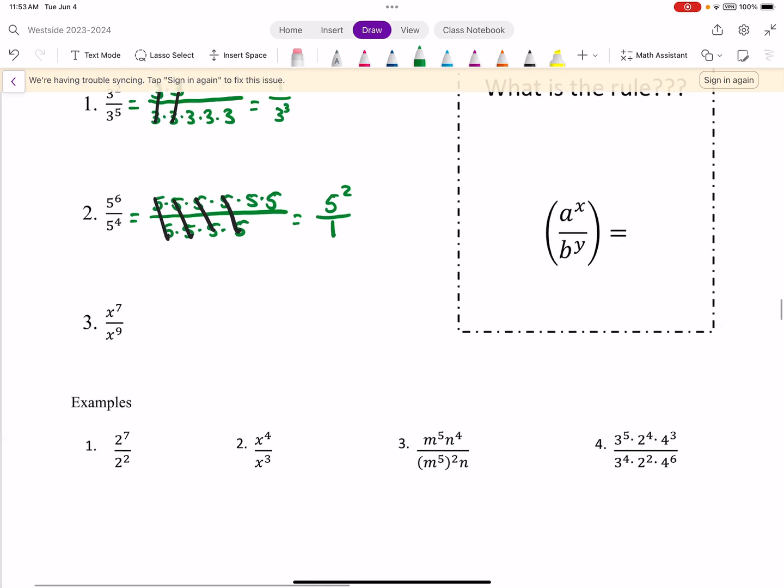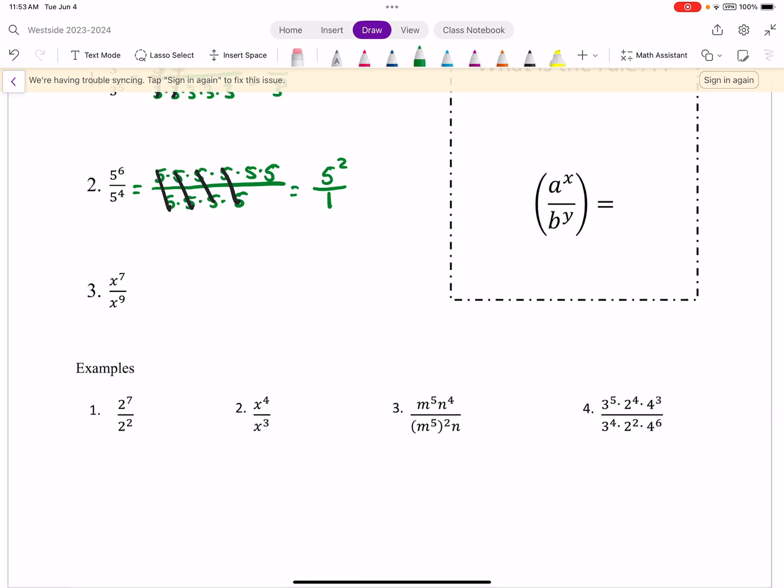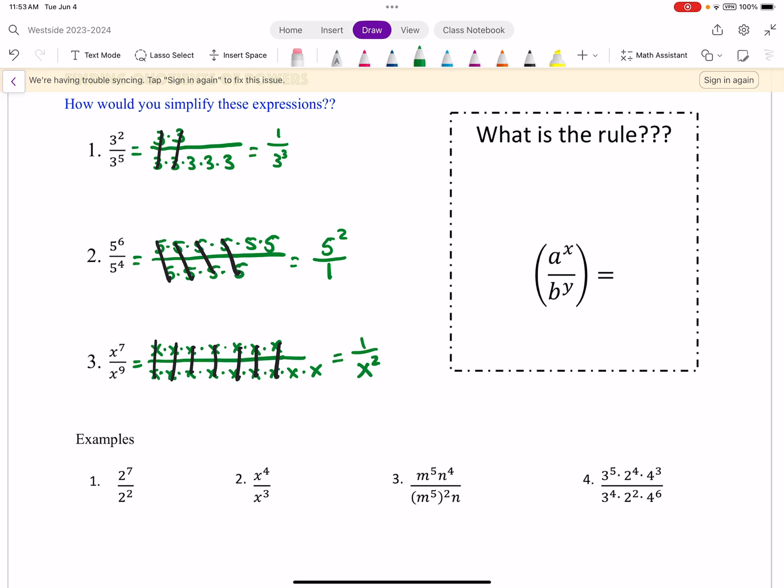The first two had numbers as the bases, so now we're going to make sure it works as well with letters. So x to the 7th, 1, 2, 3, 4, 5, 6, 7, and then x to the 9th, 1, 2, 3, 4, 5, 6, 7, 8, 9. Same thing, if there's an x on top and an x on bottom, they can simplify. So these all simplify, and we're left with a 1 on the top and an x squared on the bottom. If we take a look at what happened with 1, 2, and 3, hopefully you are seeing a pattern.